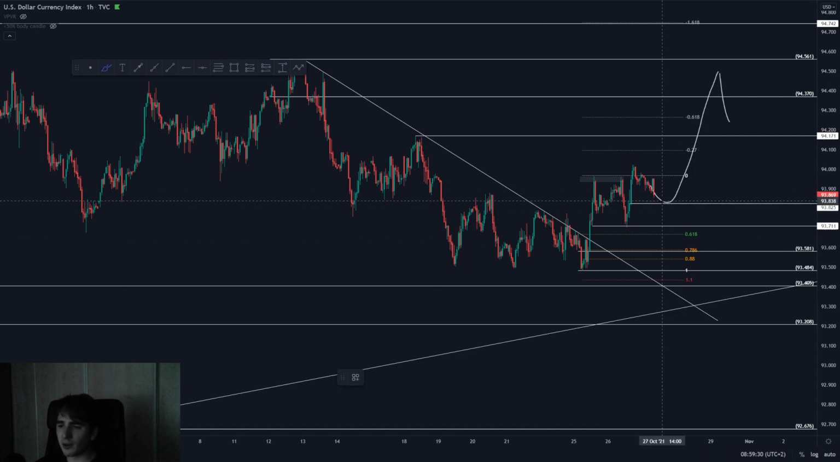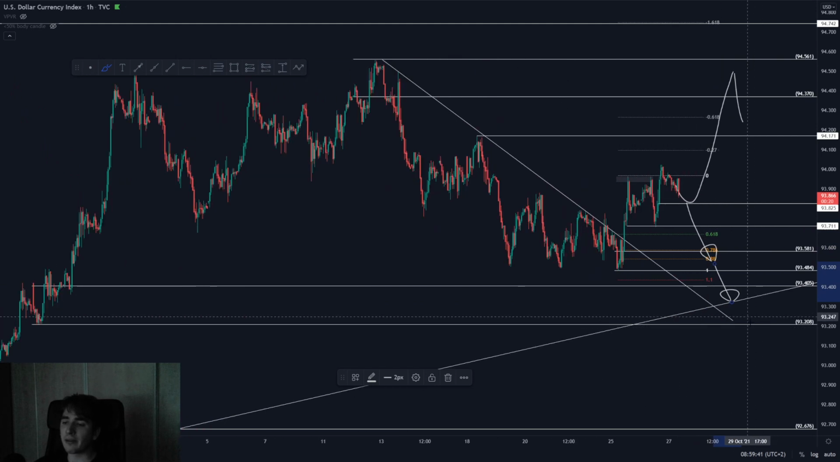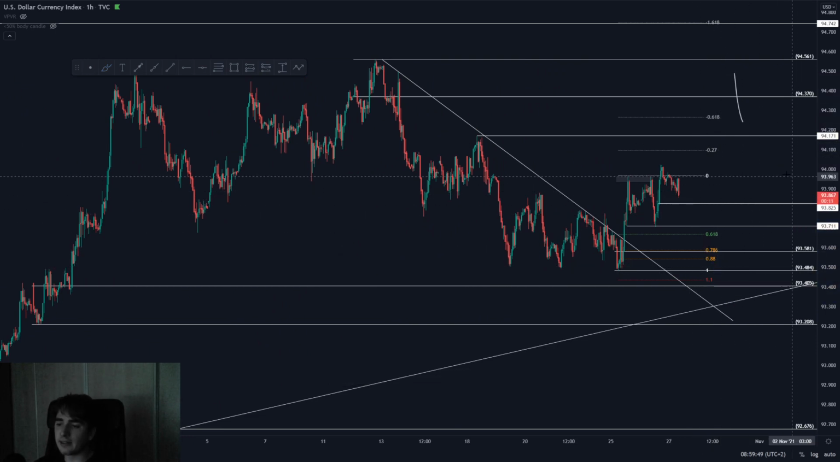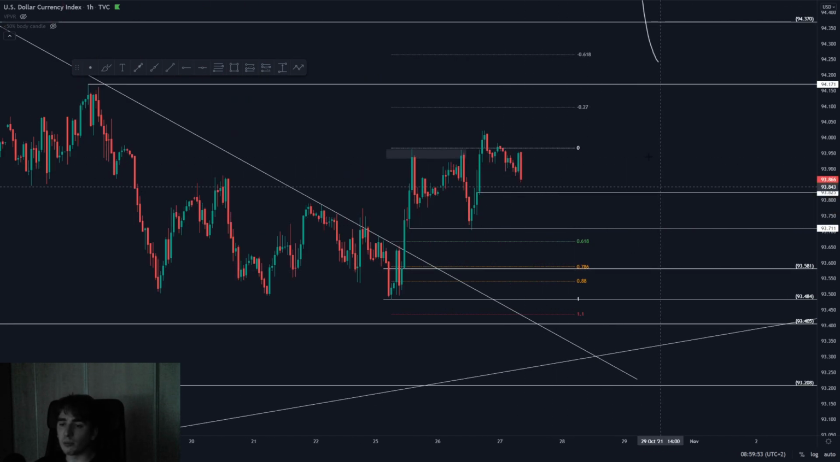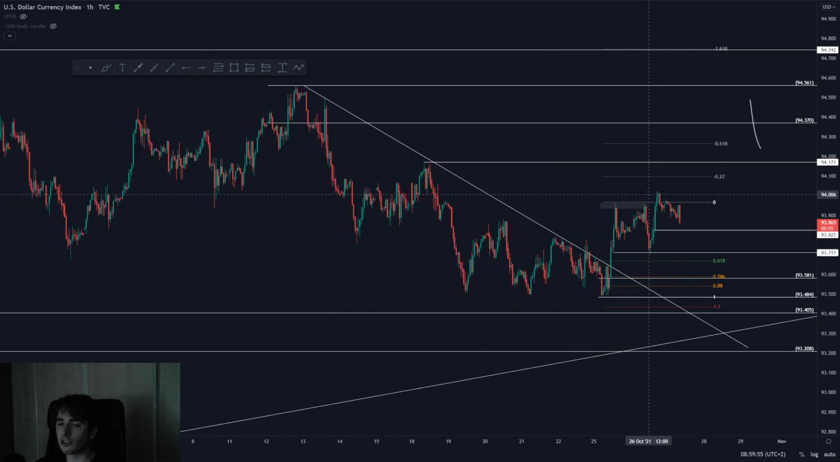If we do move down lower, which is also still a possibility, I will be keeping my eyes out for 93.581. If we do not form any support over there, just wait for daily demand, and that is then kind of like my last barrier of support before seeing price of course head down even lower. So yeah, these are kind of my levels that I'm using, and I'm basically just waiting to see if we form support at one of my zones or levels.